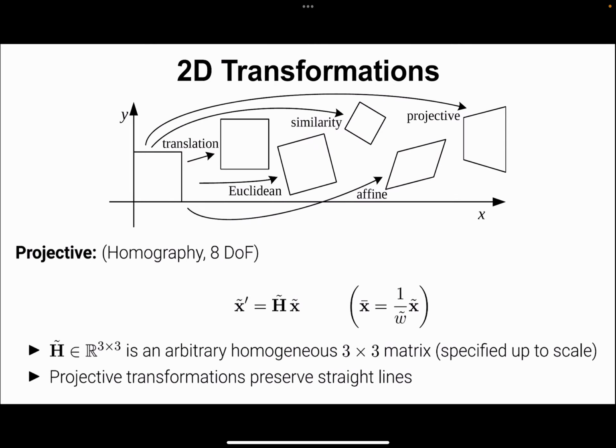And projective. Projective is now the most complicated one, and it has 8 degrees of freedom. And this one is what we are actually going to study from now. This explains the relationship between the real 3D world and 2D space, and with this projective transformation, we can explain the vanishing point that I introduced at the start of this slide.